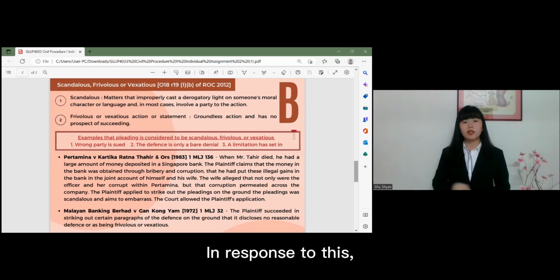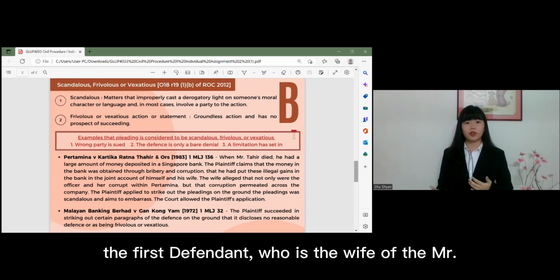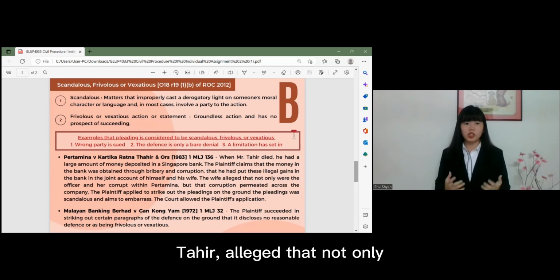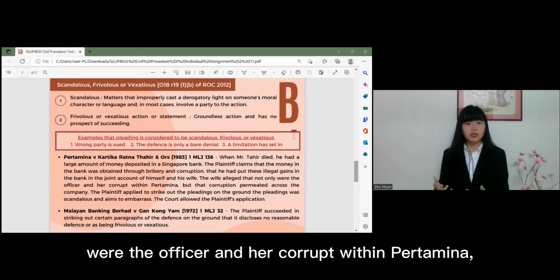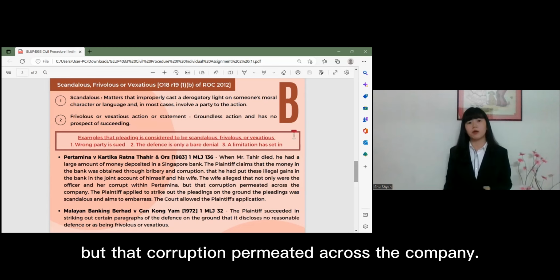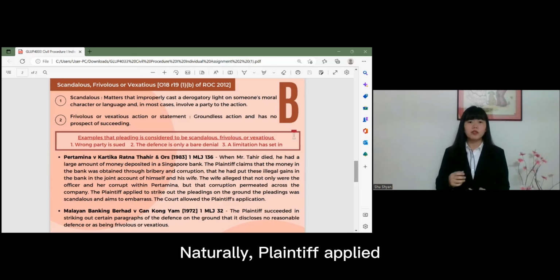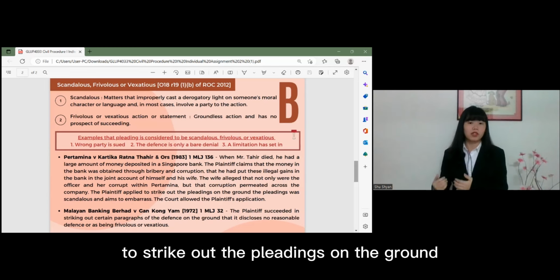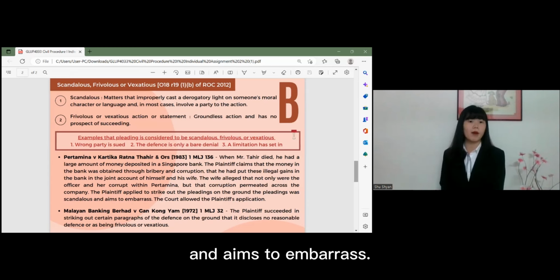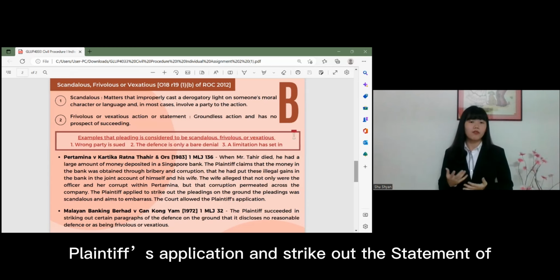In response to this, the first defendant, who is the wife of Mr. Tahir, alleged that not only were the officers and her husband corrupt within Pertamina, but the corruption permeated across the company. Naturally, the plaintiff applied to strike out the pleadings on the grounds that the pleading was scandalous and aimed to embarrass. The court allowed the plaintiff's application and struck out the statement of claim of Mr.